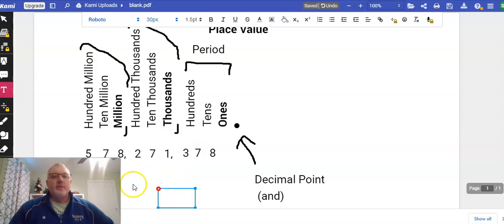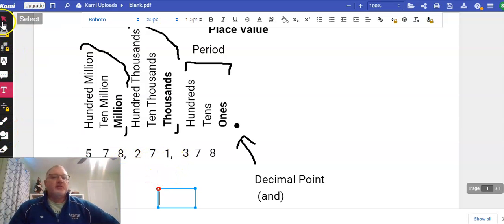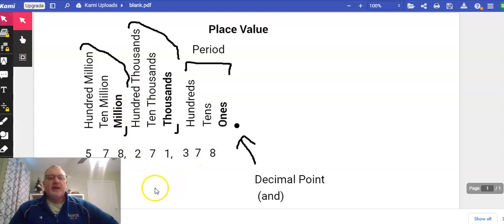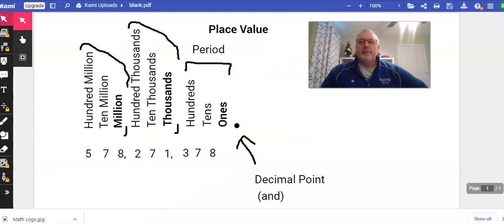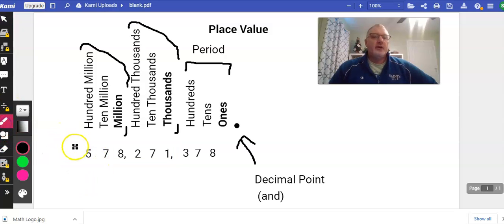So let's go ahead and act like we're going to be saying this number. So when we say a number like this, we don't say millions, thousands until we get to a comma. Okay, and as you can see, there's a comma here after the 8 and the comma after the 1. So in this case, we would say this number again. We're looking at chunks here of 3. So we have this chunk, we have this chunk or period, and this one.